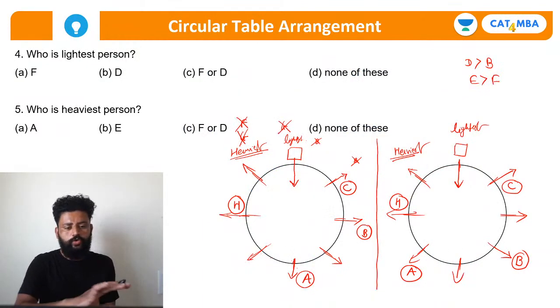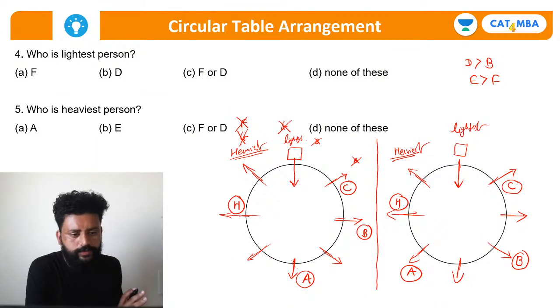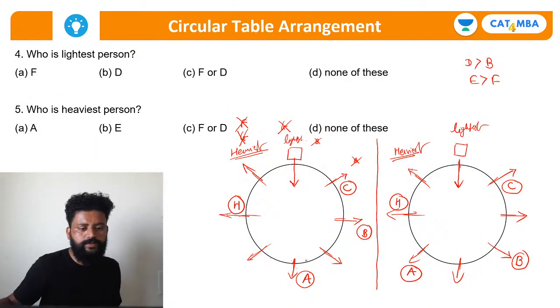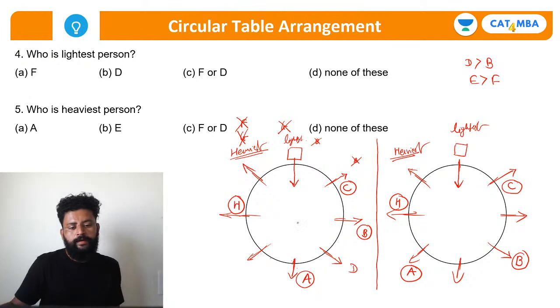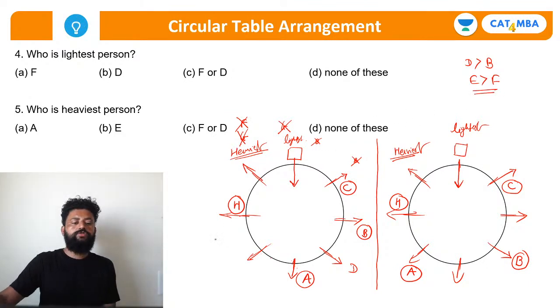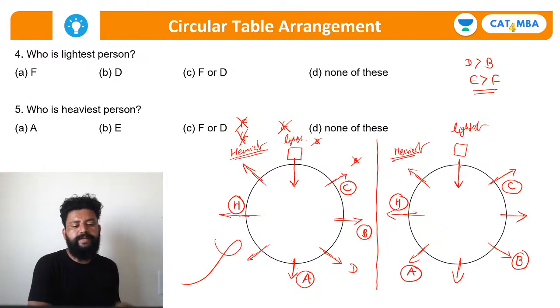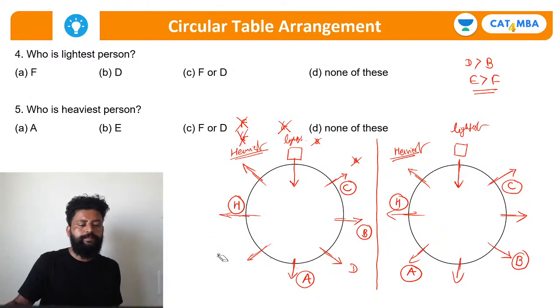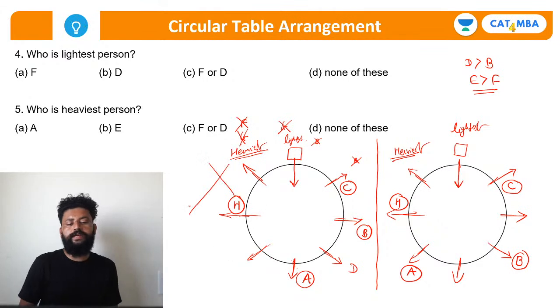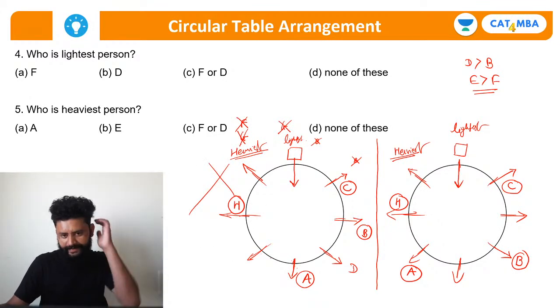Neither D nor F is seated yet, and both must be opposite, so only one possibility is left here, D and F. But F is not the heaviest person because E is greater than F, means F is not the heaviest. So the complete possibility gets scrapped here. We can scrap it, nothing will come out of this. So let's try here.